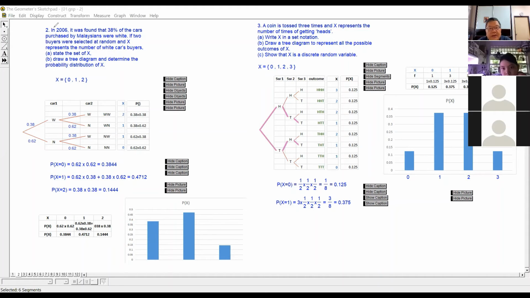Next one. What do you want? After X equals 0 and X equals 1, the next one you want is X equals to 2. How many of them are X equals to 2? 1, 2, 3. 3 of them. So I just take the probability multiplied by 3. 0.125 multiplied by 3 is 0.375. Okay. Next one, X equals to 3. X equals to 3, only one. So only one, which is 0.125.